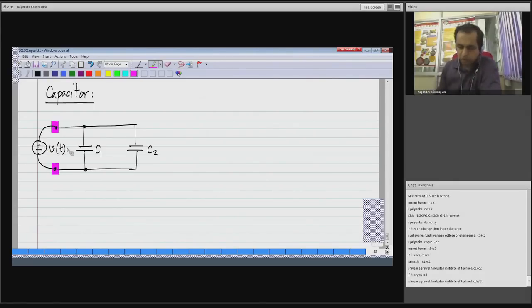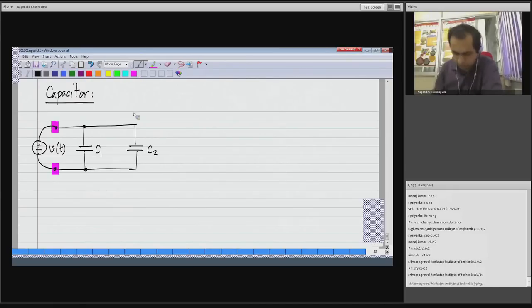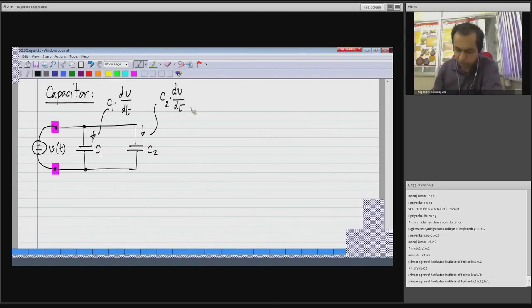So, here I have to apply a time varying voltage, because if the voltage is constant, we know that no current can flow through the capacitor. If I do that, C1 has a voltage V of t across it, and C2 also has V of t across it. So the current through this would be C1 times the time derivative of V of t, and the current here is C2 times the time derivative of V of t.